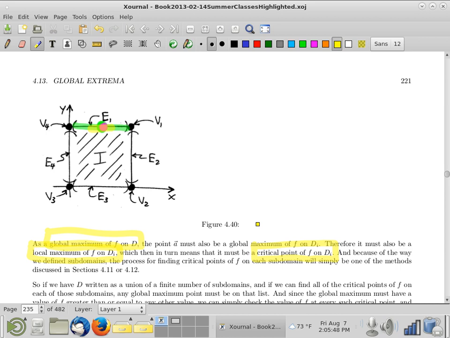So, if we're looking for the global maximum value of the function, what we're looking for is something that we know is a critical point, and we already have methods for finding critical points. We have methods for finding critical points on each one of these subdomains. So I could go through all of the subdomains. Gosh, there's 9 of them here, come to think of it. I could go through each one of these subdomains, find all the critical points on all of these subdomains. This global maximum, if it exists, has got to be one of those critical points. So that's the idea.